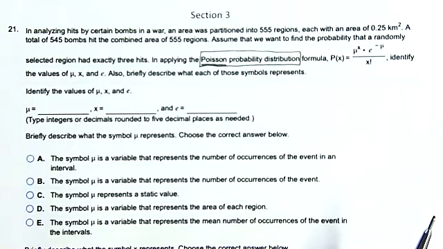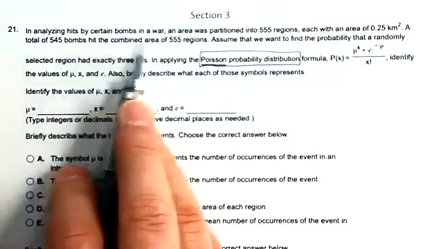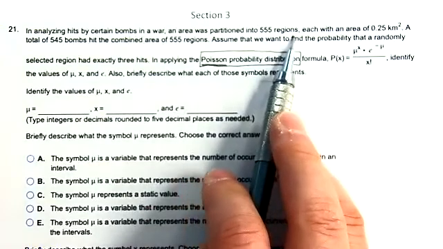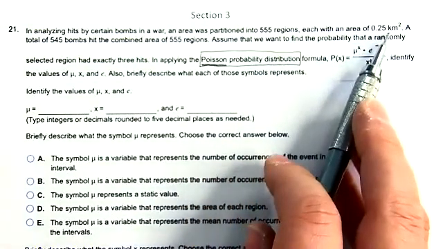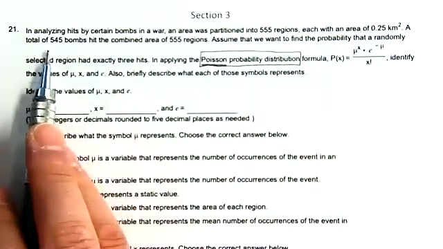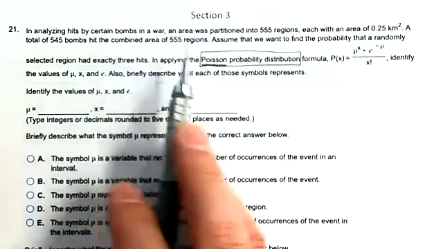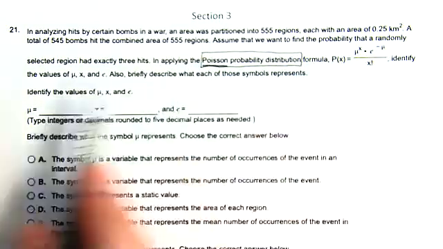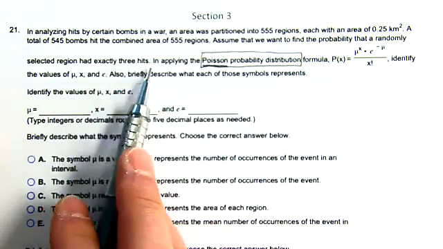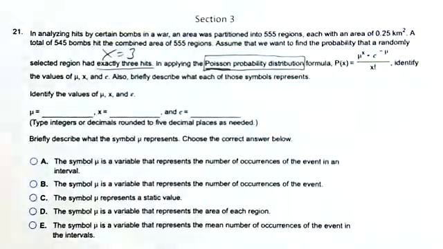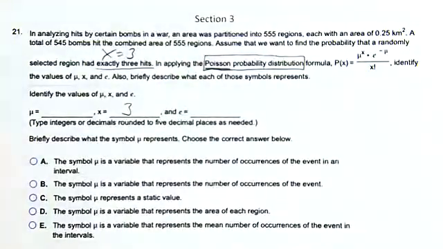So it says, in analyzing hits by certain bombs in a war, an area was partitioned into 555 regions, each with an area of a quarter of a square kilometer. A total of 545 bombs hit the combined area of 555 regions. Assume that we want to find the probability that a randomly selected region had exactly 3 hits. So had exactly 3 hits, that's X equals 3. So we want X is 3 here.